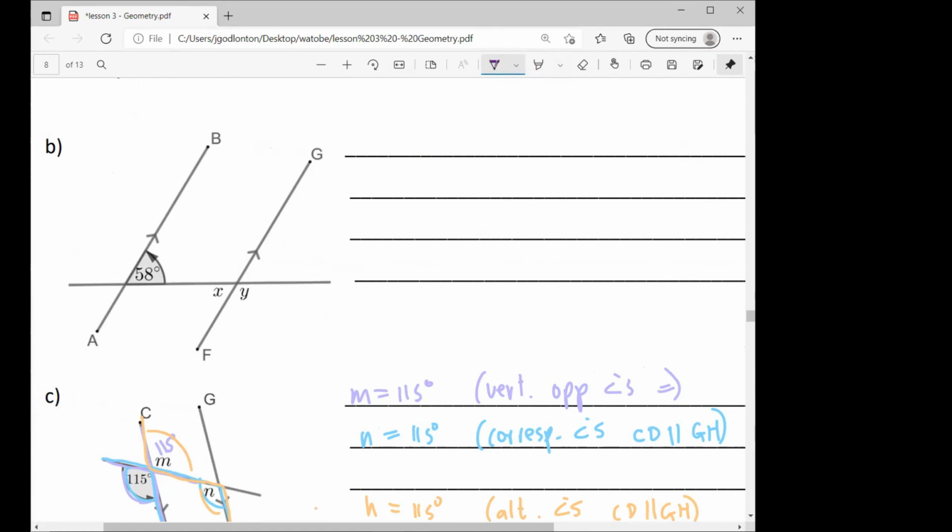X is 58, a corresponding angle. Is that an F? Yes, ma'am, it's a Z. Okay, so X is definitely 58 though. You were definitely right about that. So X is 58 degrees because of, oh, now I'm writing the wrong thing, alternate angles, because it's our Z. So AB is parallel to GF. So now I know that this is 58 degrees. Now I just need to know what Y is.